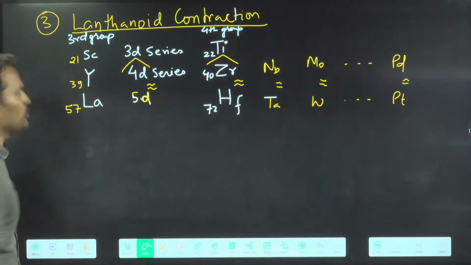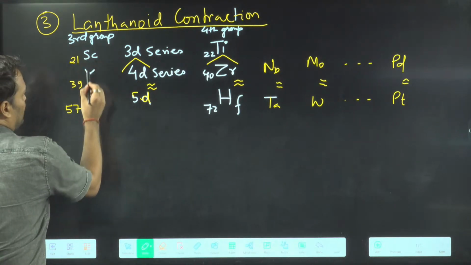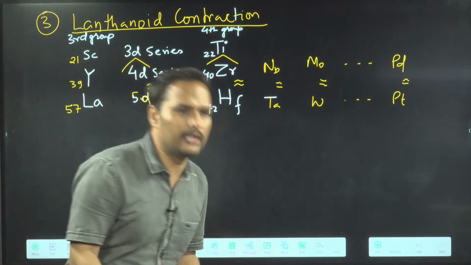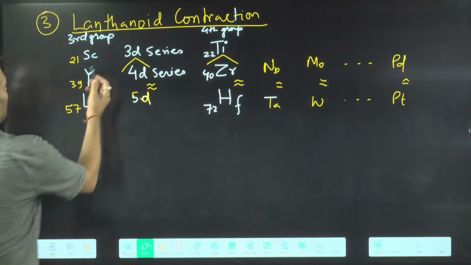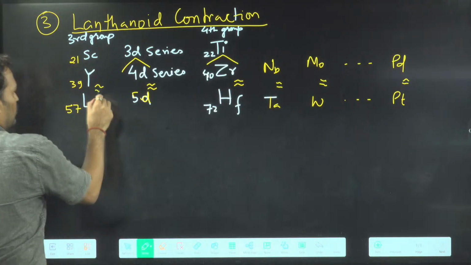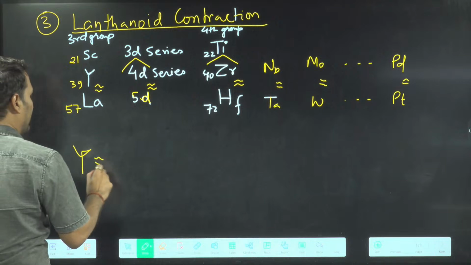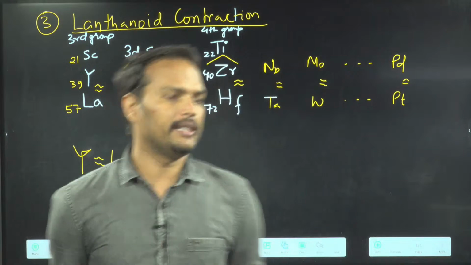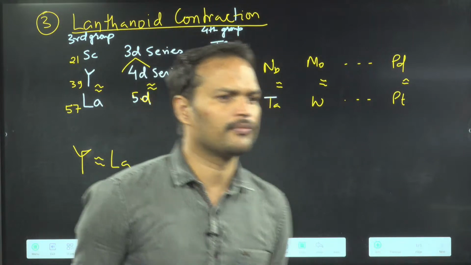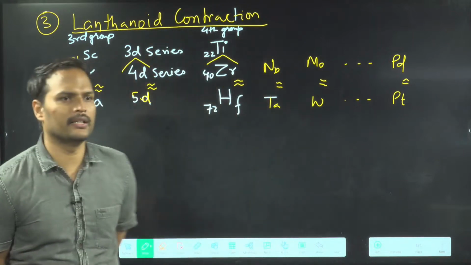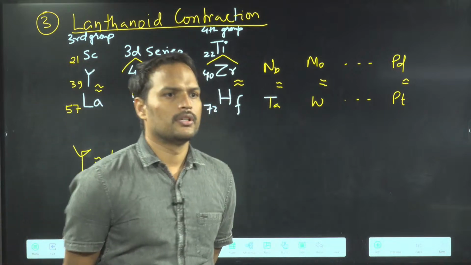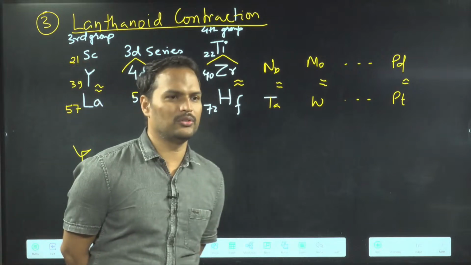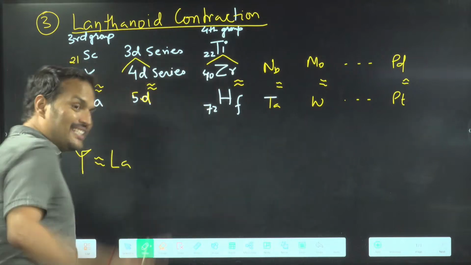If they ask the same thing, that this is 3D, this is 4D, this is 5D, who is bigger, or what is the order? What will you say? Is this point true, that yttrium is almost similar to lanthanum? Everyone say it. Is this point true? Yttrium is almost similar to lanthanum. Very good, correct, you have said. Many are saying no, no, no. Okay, so this is the twist.